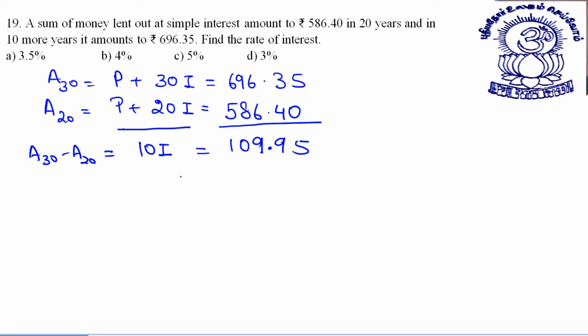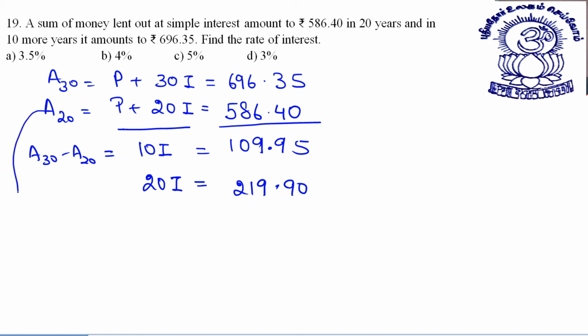So this is 109.95. In this equation, I have 20i. So how will I do it? For this particular equation I need 20i, and 20i will be double of this. What will be the double of this? If I double this, 0.95 double is 1.90, 109 double is 218, carry 1, 219. This is basic calculation, you can do it.